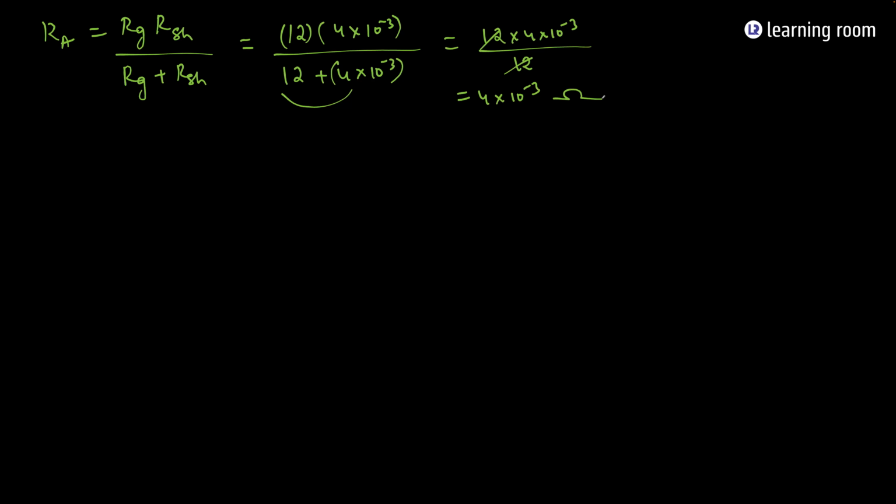Is the point clear? So what about the resistance of the voltmeter? Resistance of voltmeter is Rg plus R series. What is the value of Rg? It is 12 plus 3988. So basically it will be 4,000 ohm. It will be 4,000 ohm itself. This is the resistance of the voltmeter.